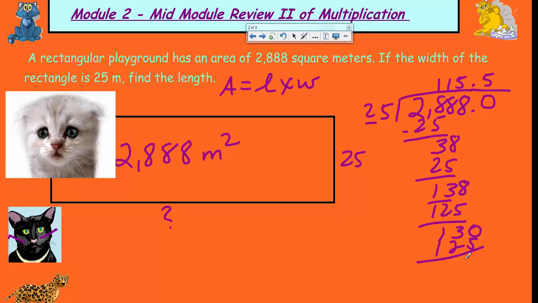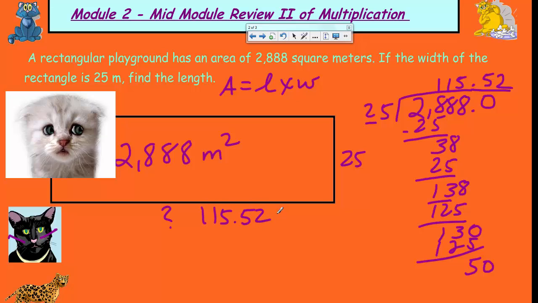Woo! All right. And that leaves me 5. I was wondering if this was ever going to solve, but it is. Now I bring down another 0, and look at that. 25 will go into 50. Woohoo! 2 times. Thank goodness. I didn't know if that was ever going to end. So that means that the length would be 115 and 52, or 115.52 meters.